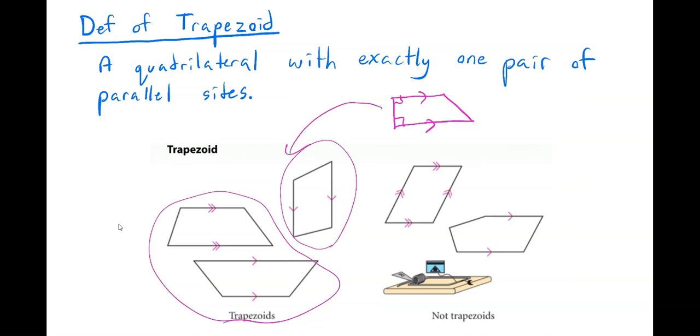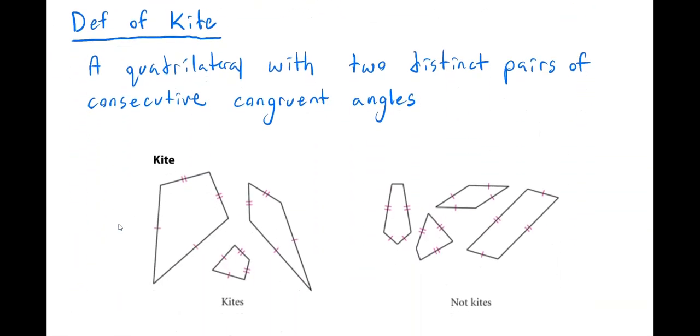So lots of different examples, right? Once you have the 2 parallel sides, it doesn't matter whether lines are going in, up, out, right? How you connect these, as long as you only have those 2 parallel sides, any version of that is a trapezoid. Okay, definition of a kite, a quadrilateral with 2 distinct, that means separate, unique pairs of consecutive, congruent angles.